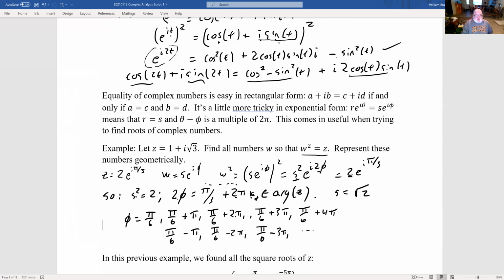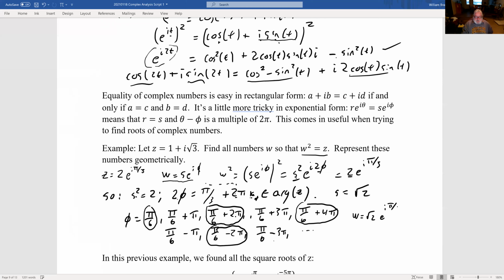That's arg z there. So keep in mind, cosine and sine are periodic with period 2 pi. That means this and this, if I plug them into cosine and sine, will give me the same numbers. And so will that. So all the things that are circled, if you plug those angles in for phi into this formula, you'll get the same number out. So one possibility is w equals root 2 e to the i pi over 6. The other option is this one, I'll make that a box. But that differs by 2 pi from this one, so those two will give me the same number if I plug them into sine and cosine. And that differs by 2 pi from this one, and that differs by 2 pi from that one. So all these values of phi would give me the same value for w.